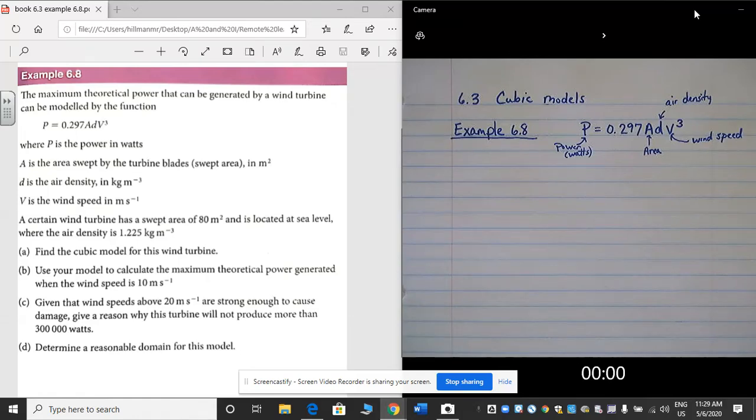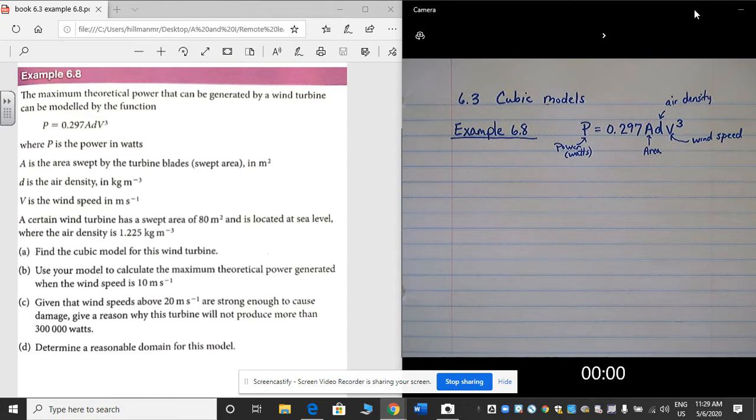So today I'm going to focus on section 6.3, which is cubic models. I want to demonstrate for you example 6.8 before you do a homework question. Looking at the example, the first thing I want to point out is there's a lot of words, there's a lot going on within this problem, and it's important to take a step back and try to simplify it as much as possible. So we'll talk about how to do that.